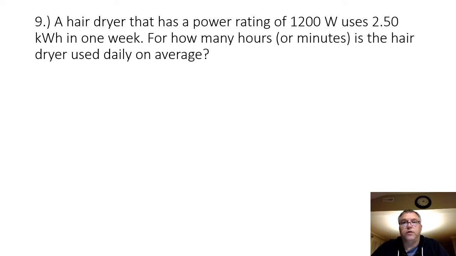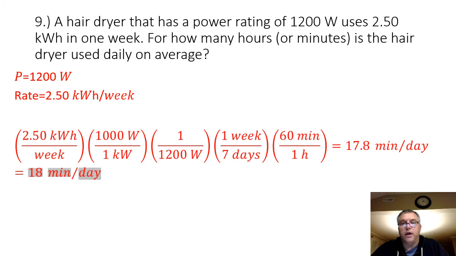So we start off with our known values. The power consumption is 1200 watts and the rate is 2.5 kilowatt hours per week. So I'm going to start off with kilowatt hours per week, and I want to convert that to minutes per day. I'm going to first convert my kilowatts to watts because I'm given the power in watts and the rate in kilowatt hours. I know that there are 1,000 watts in 1 kilowatt. And then I'm going to multiply that by 1 over 1200 watts.